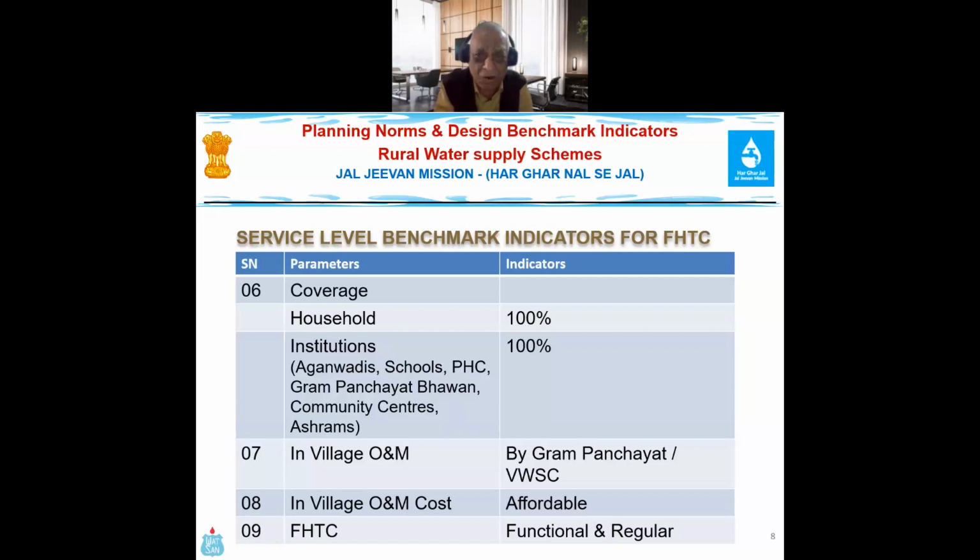Here I am saying that the village O&M cost is required to be met through revenue generation. FSTC is required to be functional and regular. So here we require an appropriate monitoring system to ensure that my functional household tap connection is providing appropriate water of proper quality over the design period. I'm putting emphasis on the words over the design period, not just for the moment.